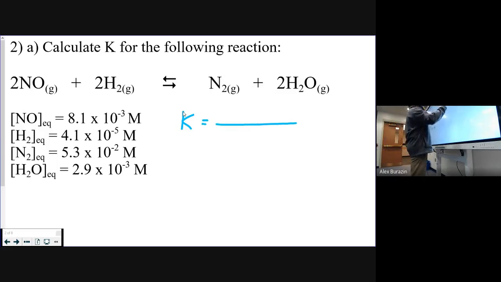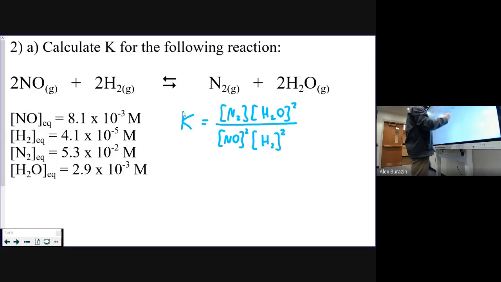Create a value for the equilibrium constant. I might know. So you cross out NO2, NO.